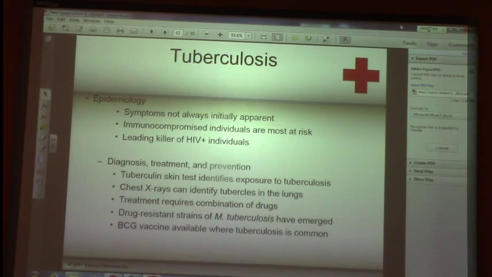And as you can see in the last bullet point, the BCG vaccine is available where tuberculosis is common.